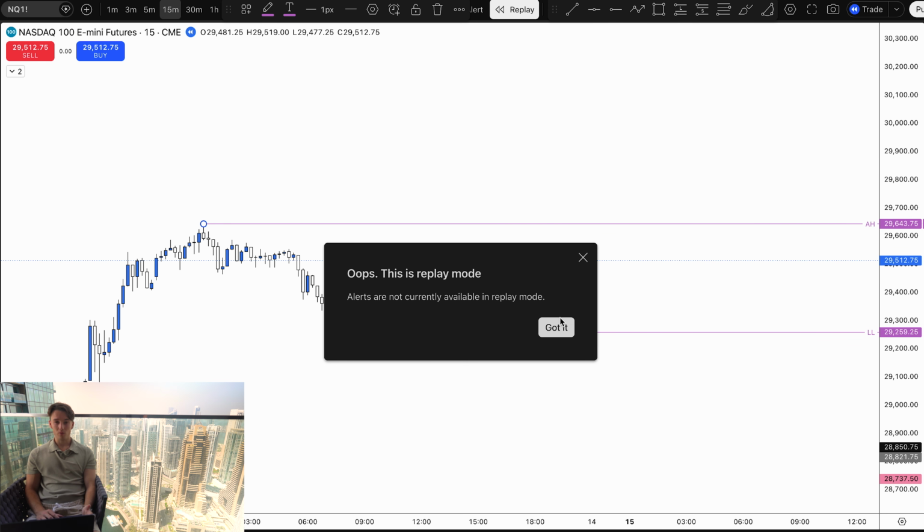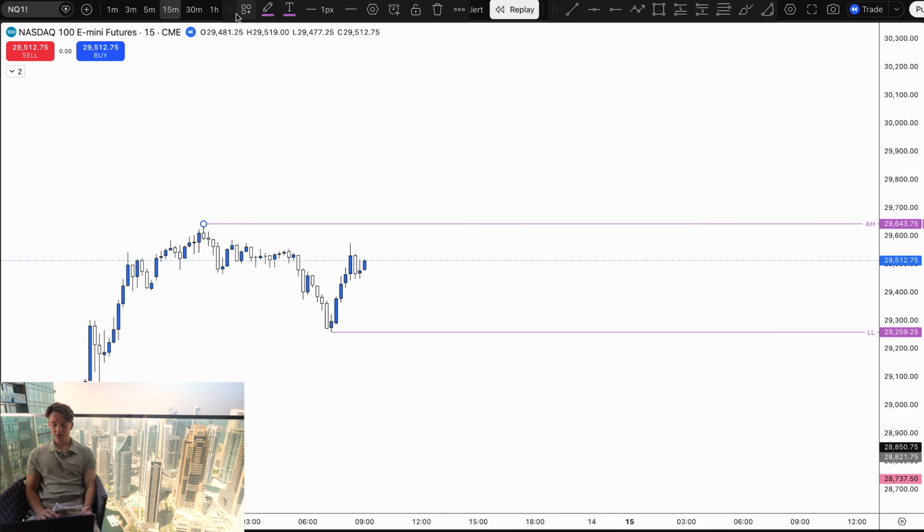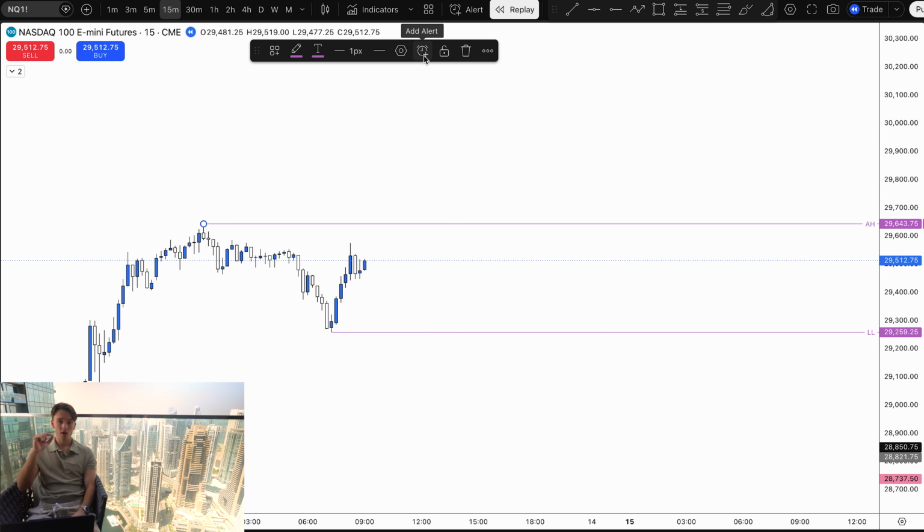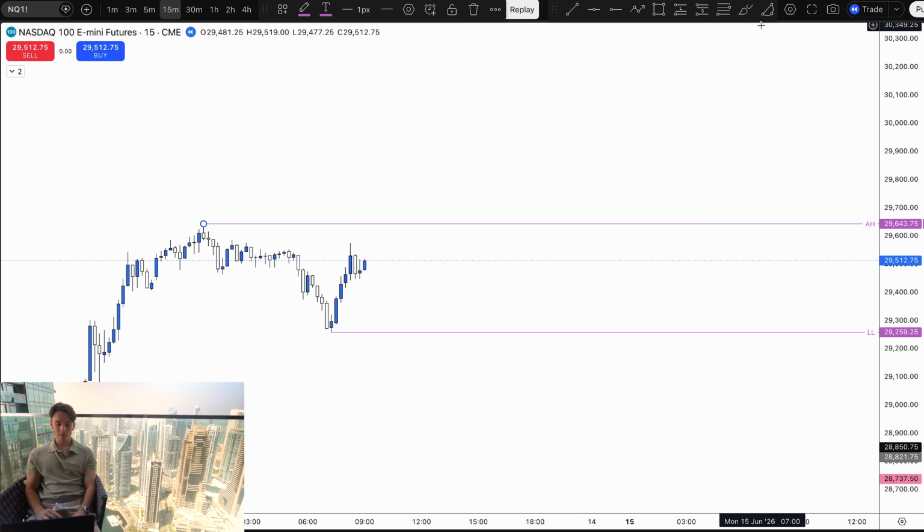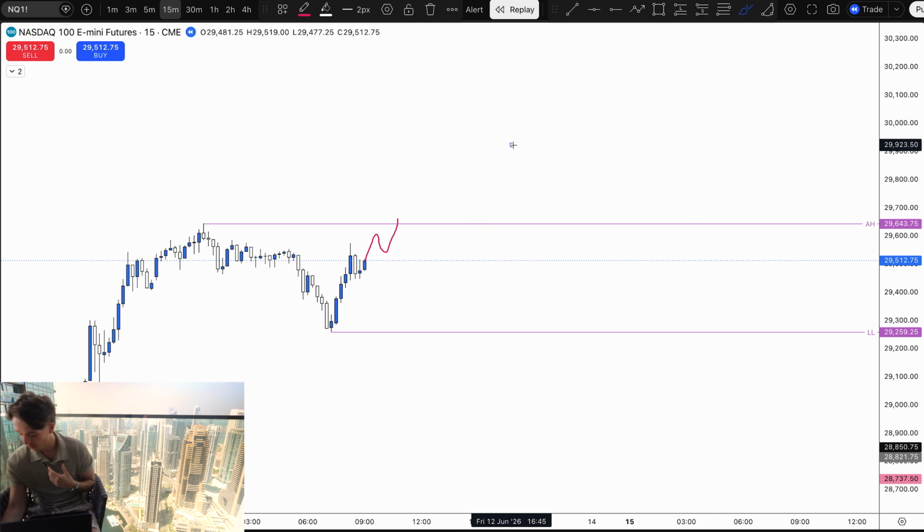It won't let me do it in replay mode, unfortunately. But what you can actually do is you can click on the clock, and it's going to set an alert, and then you click crossing this line. And what that means is anytime the price crosses this line like this, okay, it's going to send you an alert. And if you have TradingView on your phone, it will actually send you a notification to your phone saying price is crossing this line.